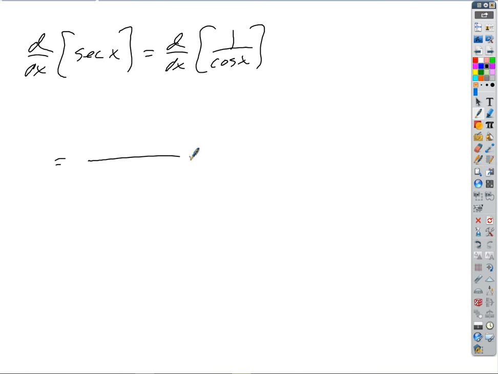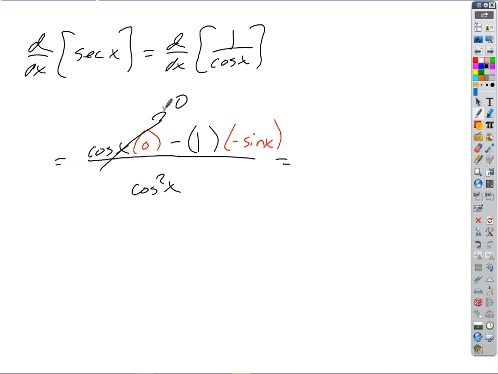So what's this going to work out to be? Okay, Liz, you're my go-to on the quotient rule. Here we go. What do we got? Cosine x times 0 minus 1 times negative sine x, divided by cosine squared x. Okay, so what's that work out to be? That's 0. This becomes positive, right? So I get sine x over cosine squared x.